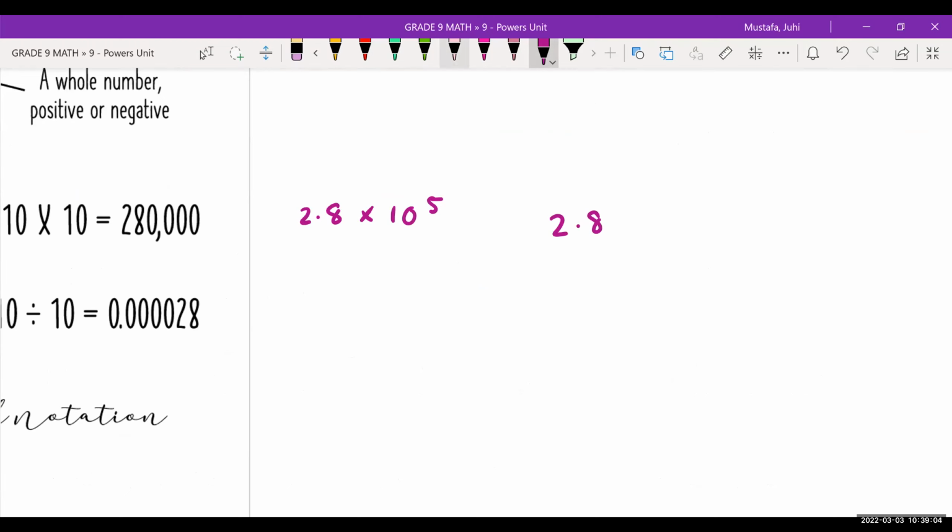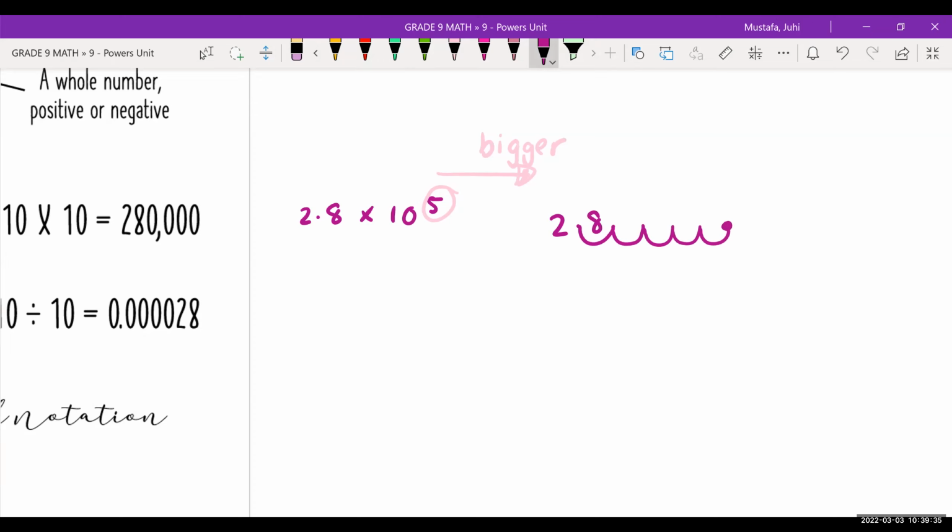When the exponent is a positive number, it means you are going to be moving to the right, because we want our number to get bigger. In order for our number to get bigger, you move the decimal place to the right. So you start with 2.8, and you're going to move the decimal place over 5 units to the right. So 1, 2, 3, 4, 5. And then at the 5th place is your new decimal point.